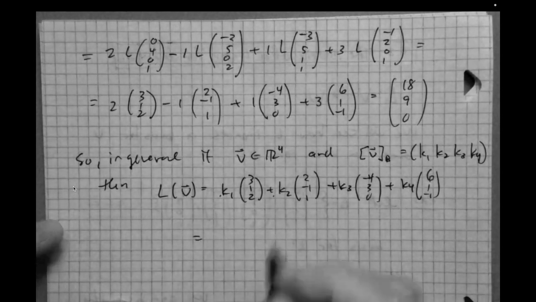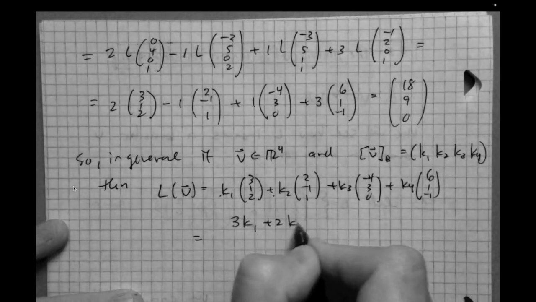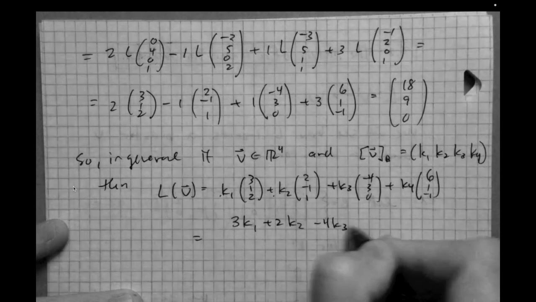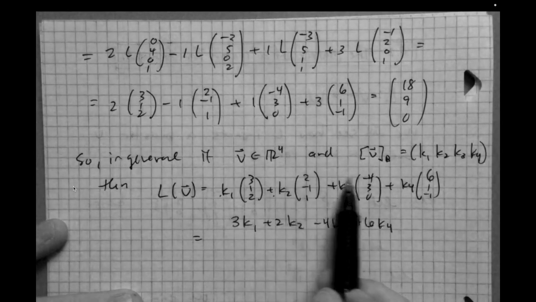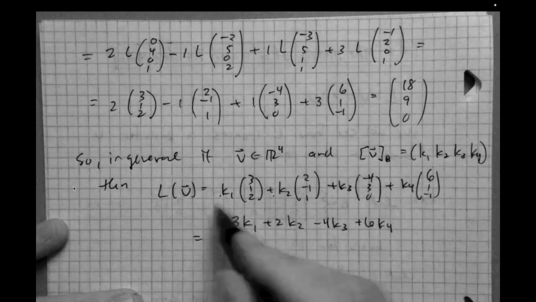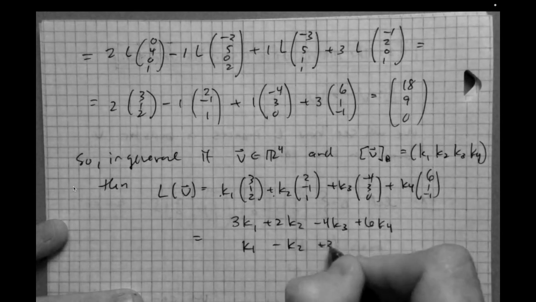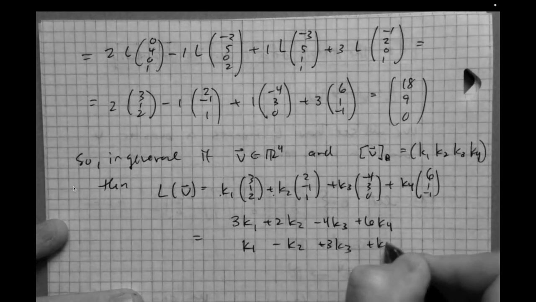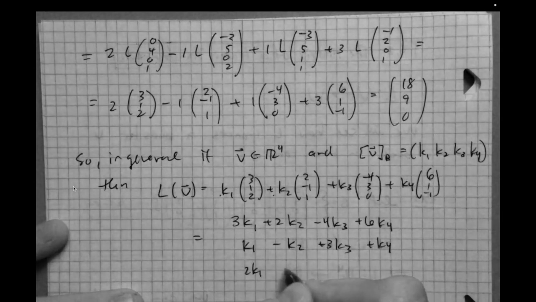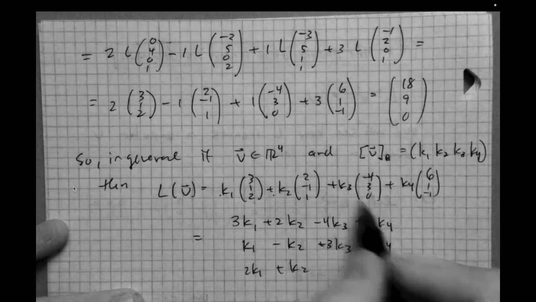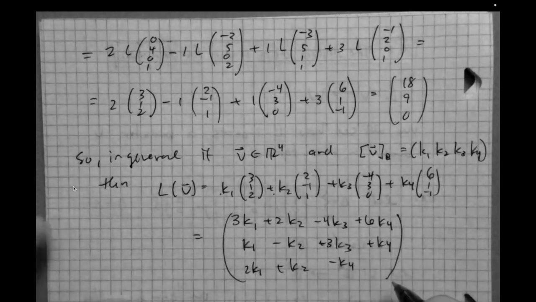And so that's equal to, we can combine this and we get 3k1 plus 2k2 minus 4k3 plus 6k4. That's the first component, so it's basically taking the top row here. Now the middle row would give you k1 minus k2 plus 3k3 plus k4. And then the bottom would be 2k1 plus k2, and then that's 0k3, so we'll leave that off, and then minus k4.